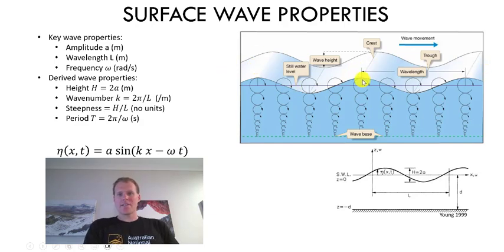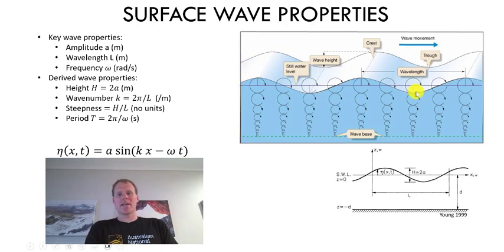And so here's your wave over here propagating along. The wavelength is the distance between one crest and the next. And then the wave height is the difference between the trough and the peak. And that wave height is twice the amplitude. And so you can see how these properties appear in a mathematical expression for the wave.